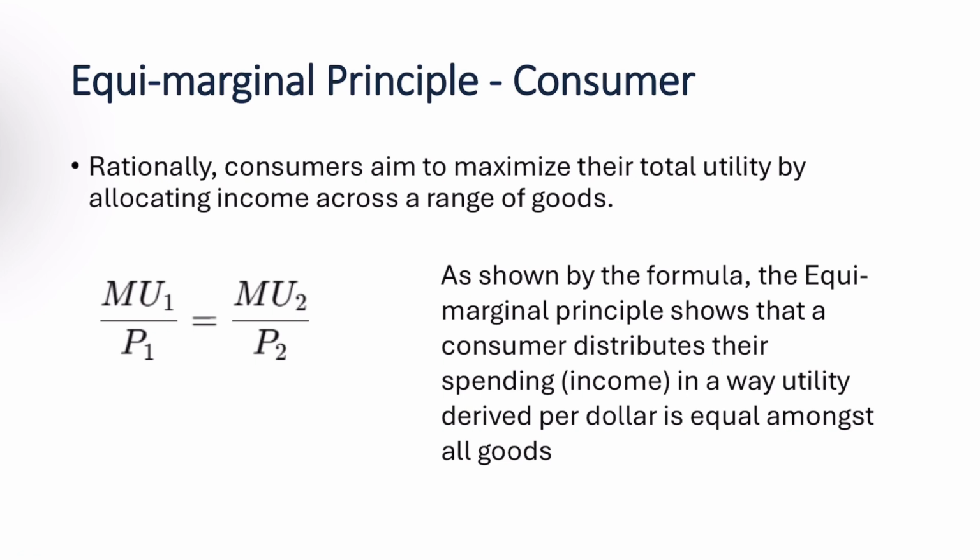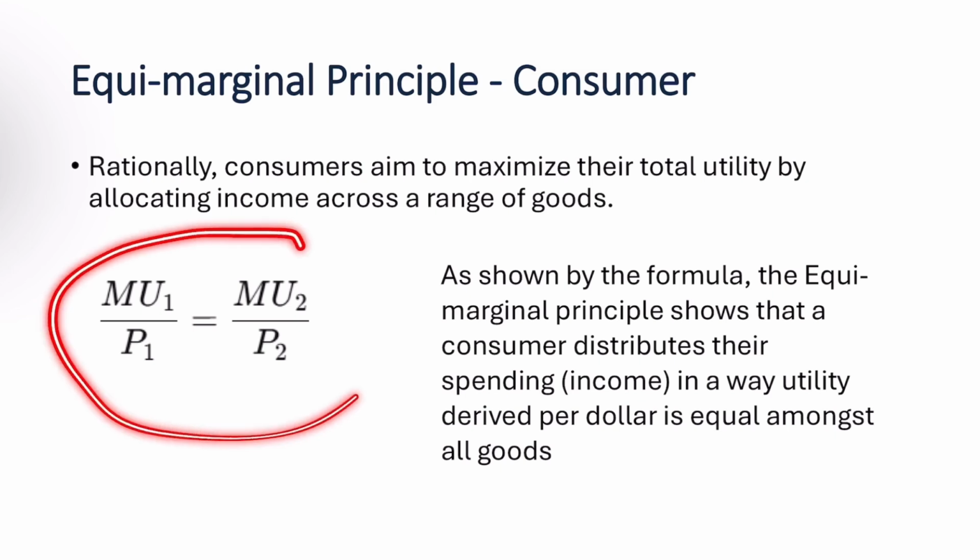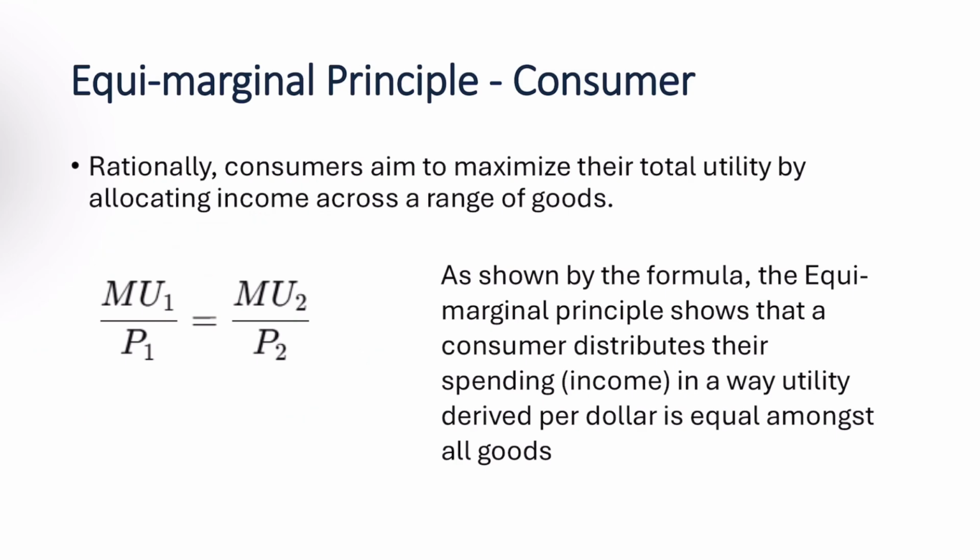Rationally, consumers aim to maximize their total utility by allocating income across a range of goods. As you can see in this formula below, the Equi-Marginal principle shows that a consumer distributes their spending or income in a way that utility derived per dollar is equal amongst all goods. As you can see, the marginal utility for the first good divided by the price of the first good is equal to the marginal utility of the second good divided by the price of the second good.